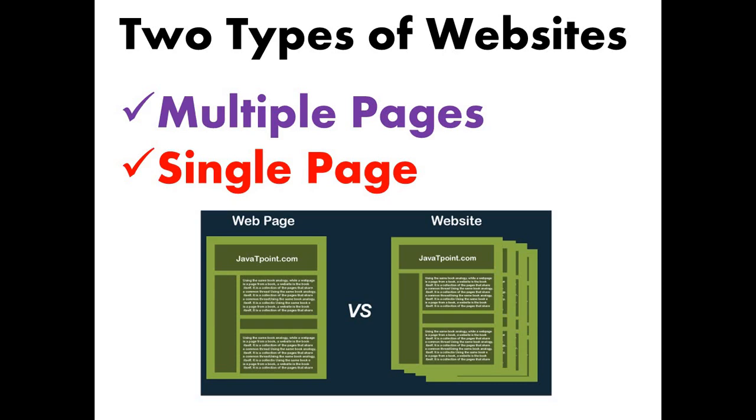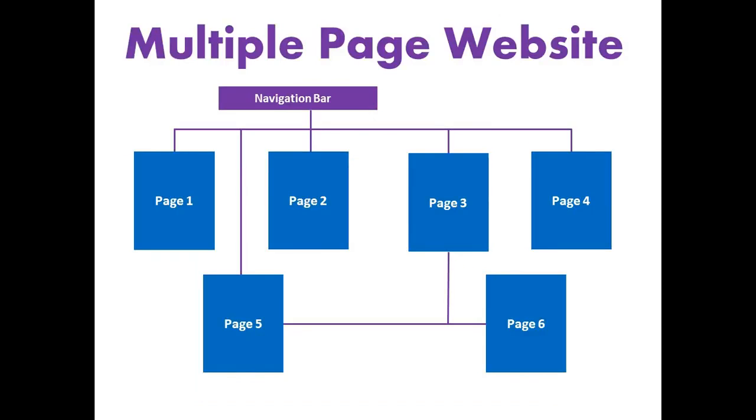So there are generally two types of website: multiple page websites and single page websites. Before I show you how you can design a complete single page website, let us discuss what the basic difference between these two types of websites is. Let us first talk about the multiple pages website, right? You can see in the multiple pages website, there are multiple pages, that means more than one page, right?